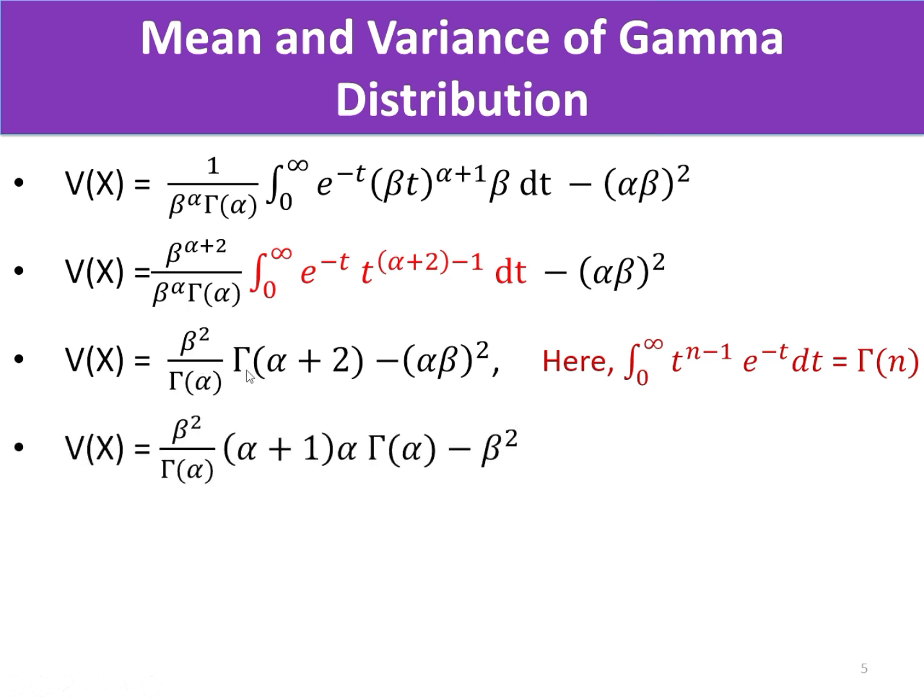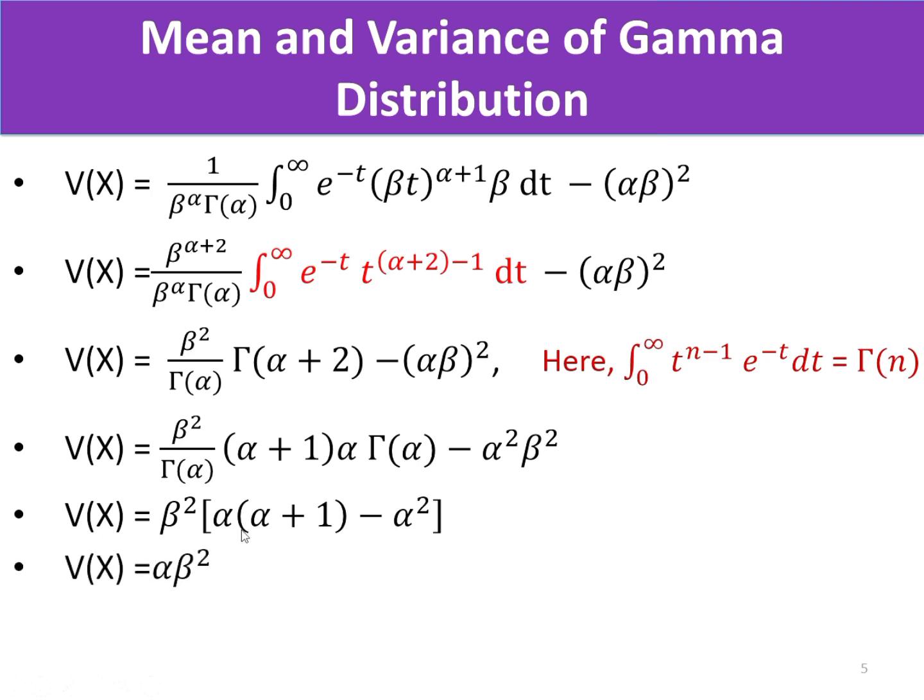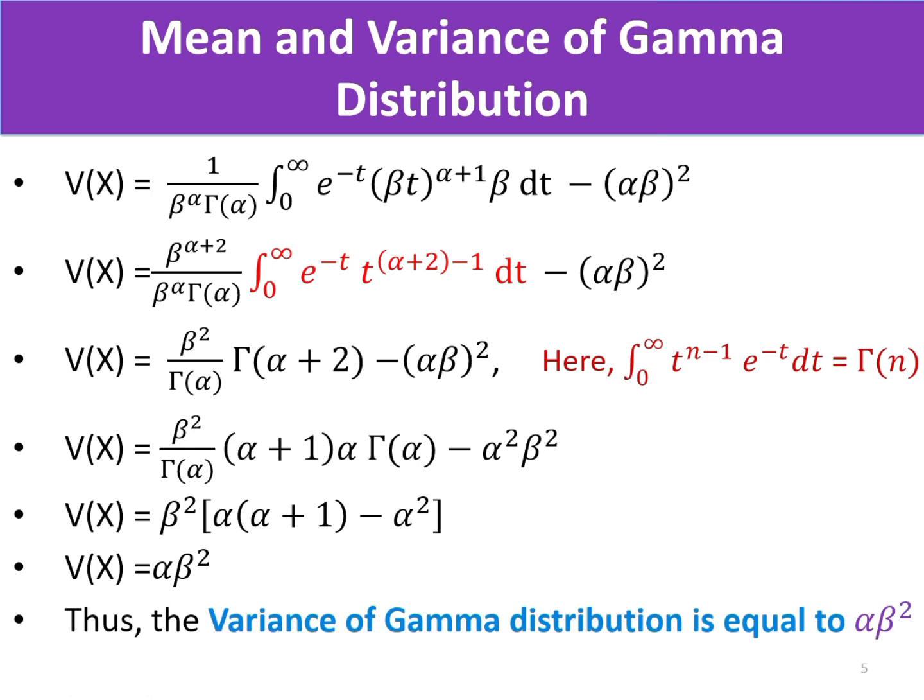And gamma alpha plus 2 is broken down into the terms alpha plus 1, alpha and gamma alpha, and this gamma alpha and gamma alpha cancel out. The remaining part is summarized by taking beta square as common: alpha times alpha plus 1 minus alpha square, and alpha square is cancelled out, and the variance is alpha beta square. The variance of the gamma distribution is equal to alpha times beta square.